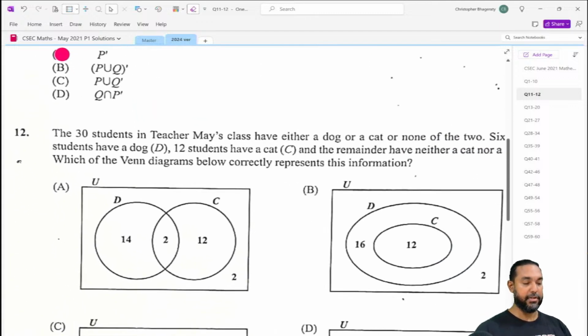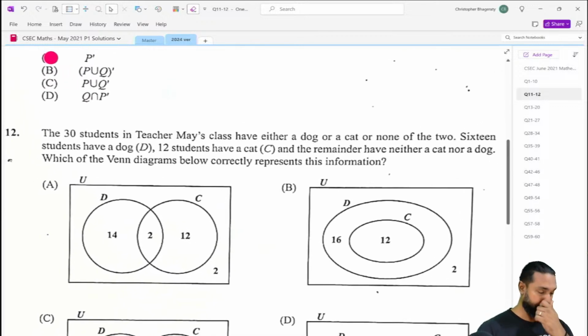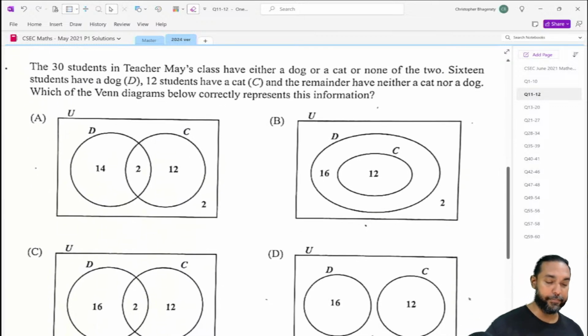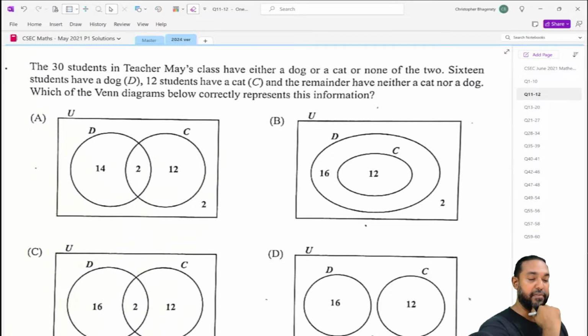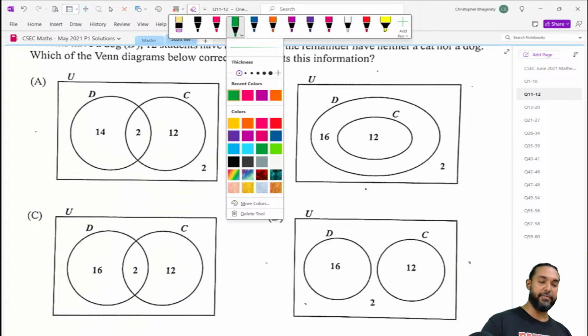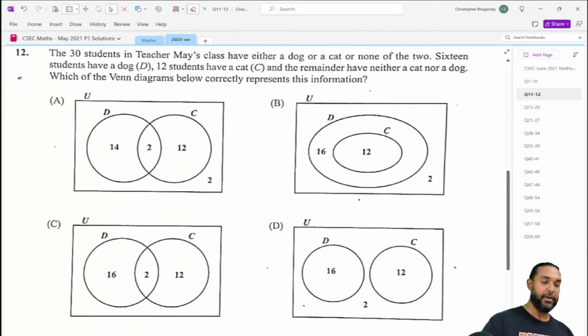Okay, the 30 students in teacher May's class have either a dog or a cat or neither. Okay, 16 students have a dog, 12 have a cat. And the remainder have neither a cat nor a dog. Which of the following diagrams represents this? Now, we do have a piece of information we normally don't have, right? Because normally they'll tell us that you either have a dog or a cat or none. Okay, so this one is D. You either have a dog, and there's 16 there, or a cat. There are 12 there, right? Which corresponds to what they gave us on top there, right?